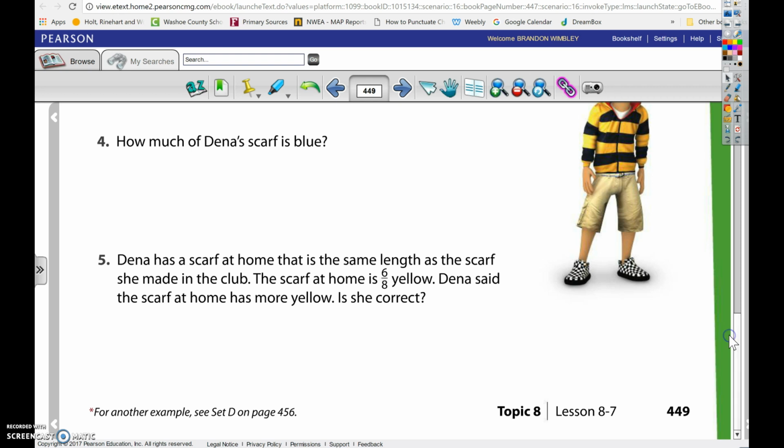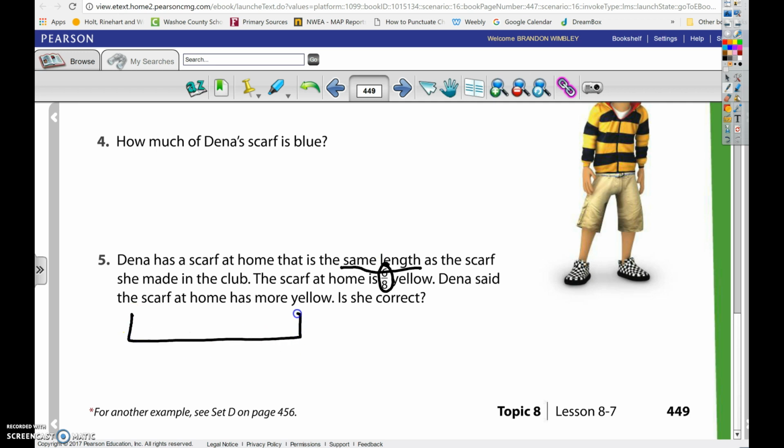It says Deanna has a scarf at home that is the same length as the scarf she made in club. The scarf at home is 6/8 yellow. Deanna said the scarf at home has more yellow. So I'm going to look, they're the same length. So I know I can compare these two fractions and they'll be the same amount.